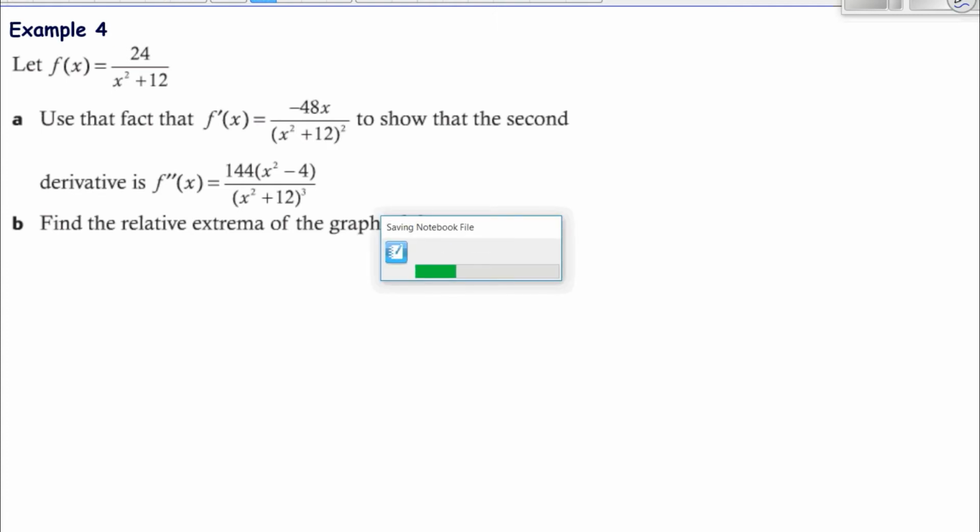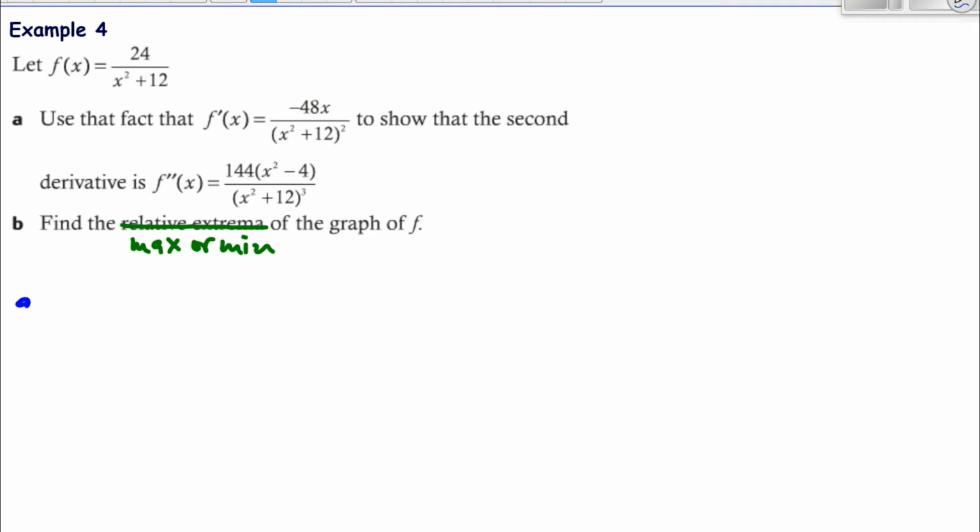So we are given a rational function. Use the fact that the first derivative is equal to that to show that the second derivative is equal to that. So that's A. B, we need to find the relative extrema. This means just maximum or minimum points. So what will be the process here for A? For A, we just need to differentiate. So there's no step 1 or step 2.